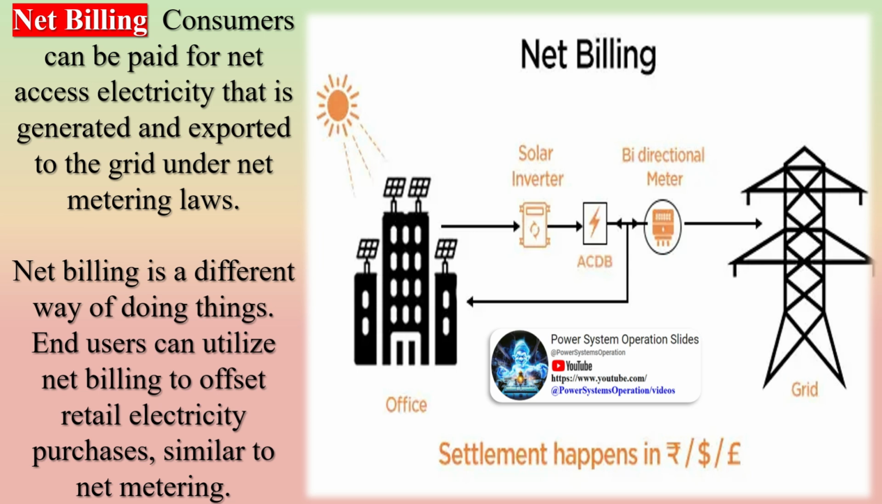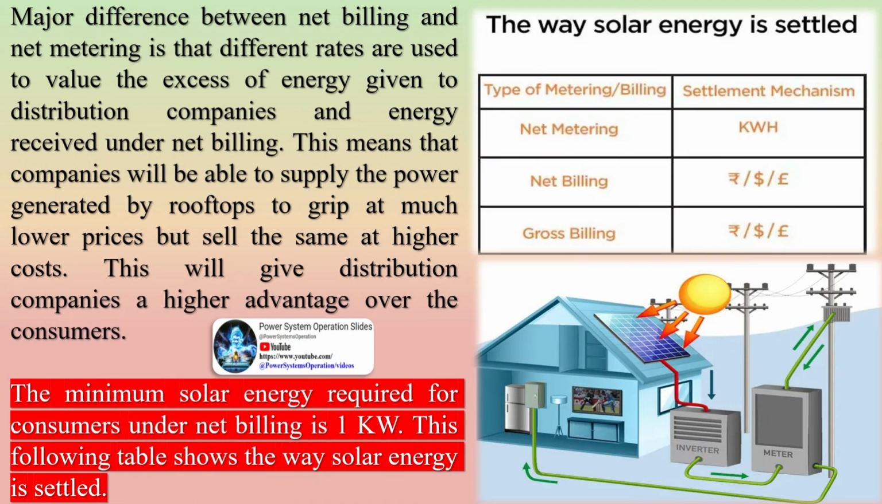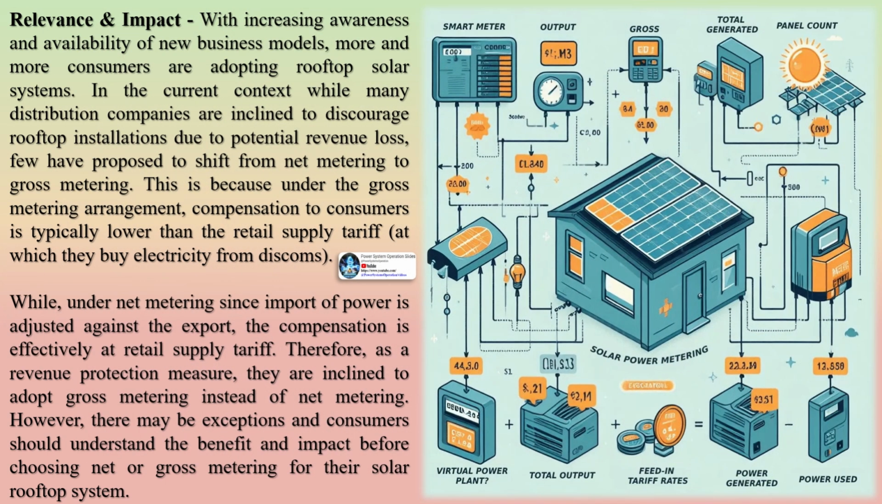Net billing: consumers can be paid for net excess electricity that is generated and exported to the grid under net metering laws. Net billing is a different way of doing things. End users can utilize net billing to offset retail electricity purchases, similar to net metering. The major difference between net billing and net metering is that different rates are used to value the excess energy given to distribution companies and the energy received under net billing. This means that companies will be able to buy the power generated by rooftops from the grid at much lower prices, but sell the same at higher costs. This will give distribution companies a higher advantage over the consumers. The minimum solar capacity required for consumers under net billing is 1 kW. The following table shows the way solar energy is settled.